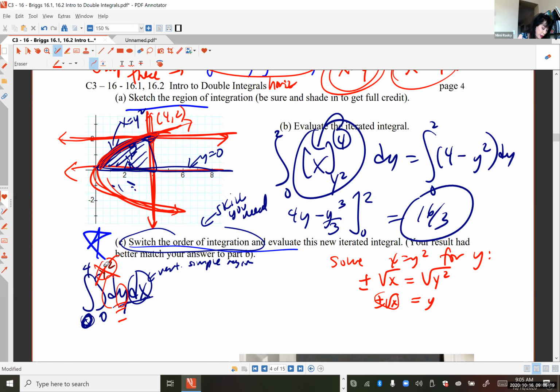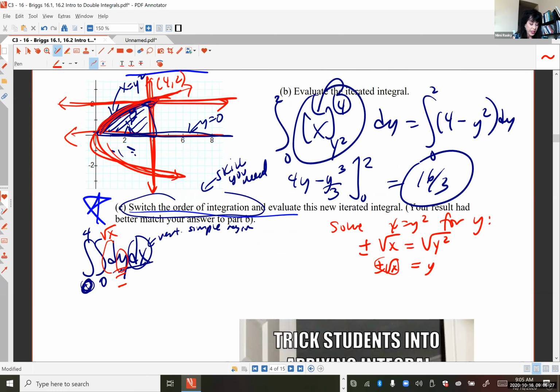So we want the upper half. So we want our upper limit for y to be positive square root of x. Now we're ready to evaluate this new integral, which still represents the area of the region. So we better get the same answer, 16/3, as we did when we did part B. And we will, but it's going to look a little different.